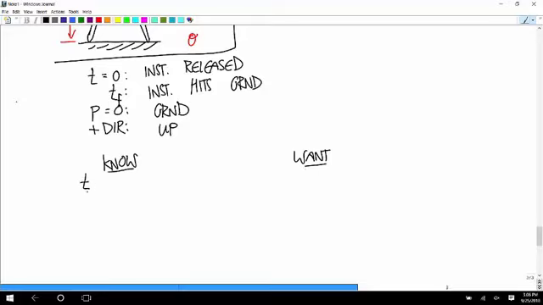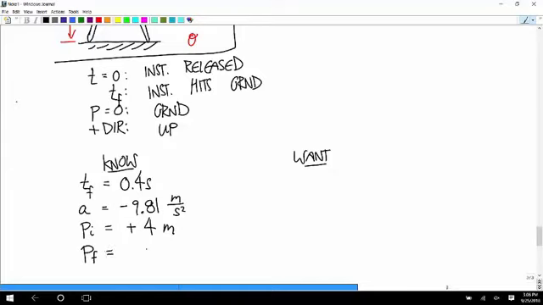Time final, we know, is 0.4 seconds. The acceleration, since it's free fall, is negative 9.81 meters per second squared. The position at time 0 is positive 4 meters. You start at 0 and go in the positive direction 4 meters. P final is 0. And the initial velocity is what we want. We don't know anything about the final velocity, so this is everything.